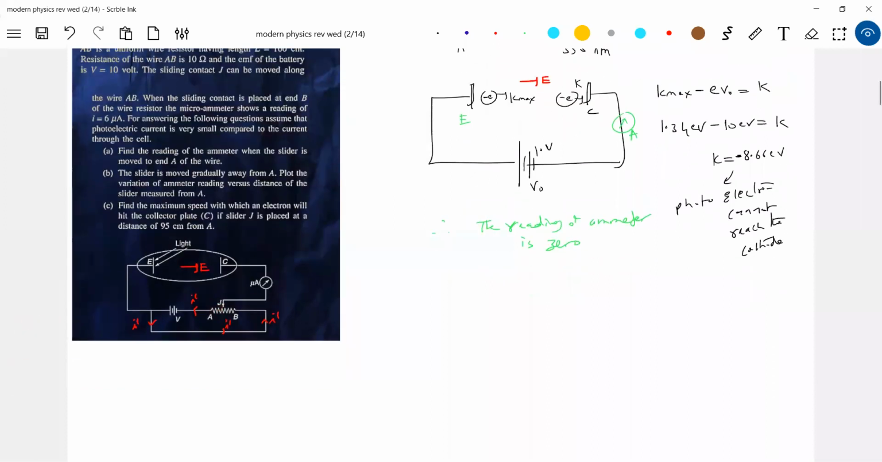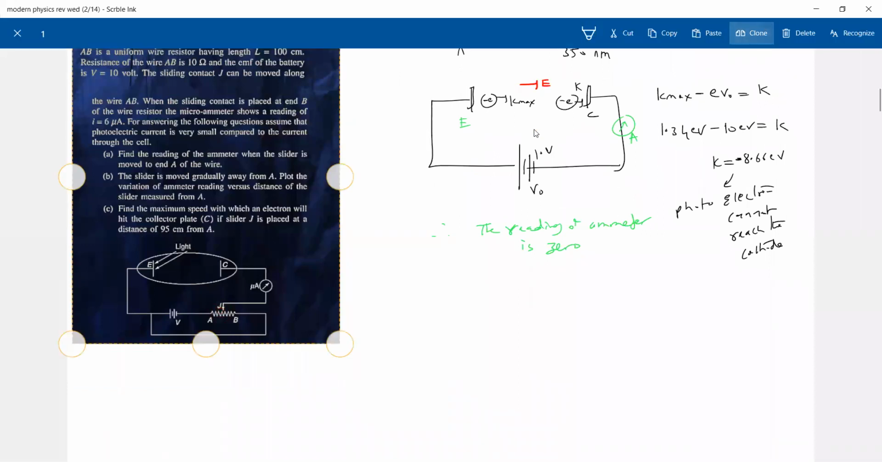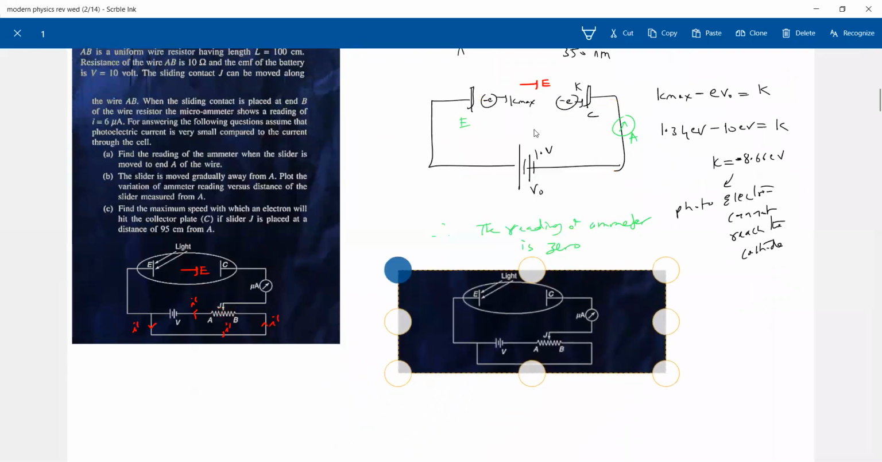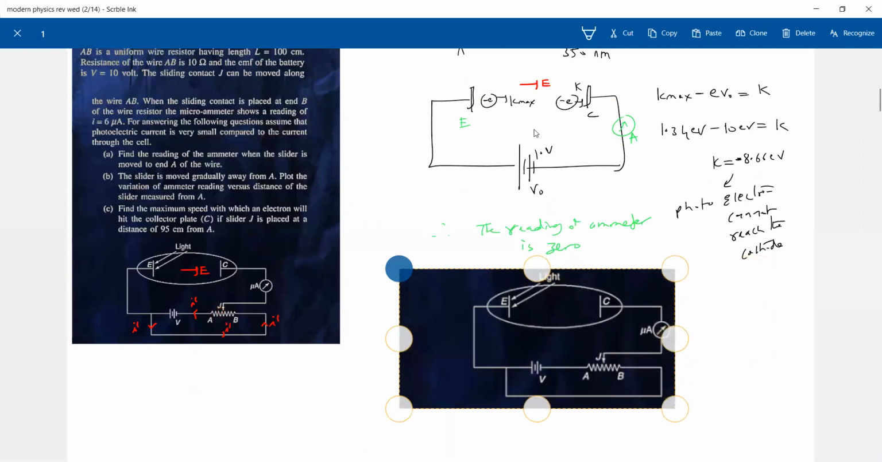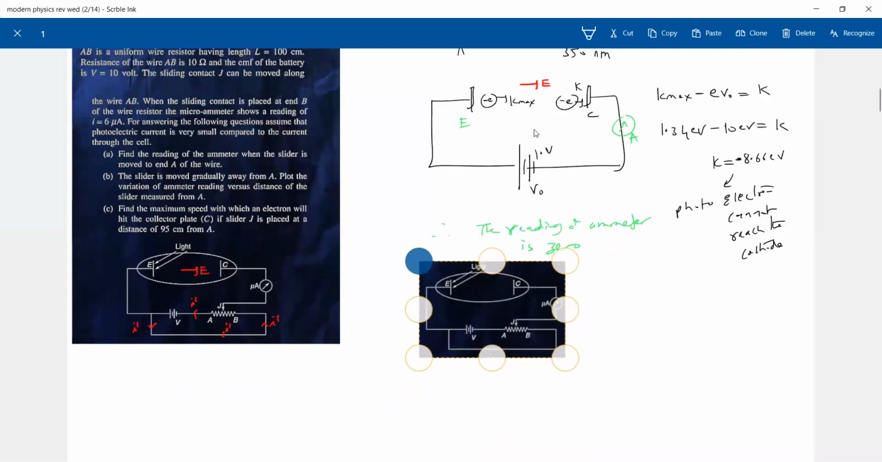I think I'd better, instead of shouting so much, draw the diagram. Okay, let me copy this. This is a very good problem. It's the small idea of a potentiometer that is being introduced here, nothing big. You can expect this kind of question in exams.